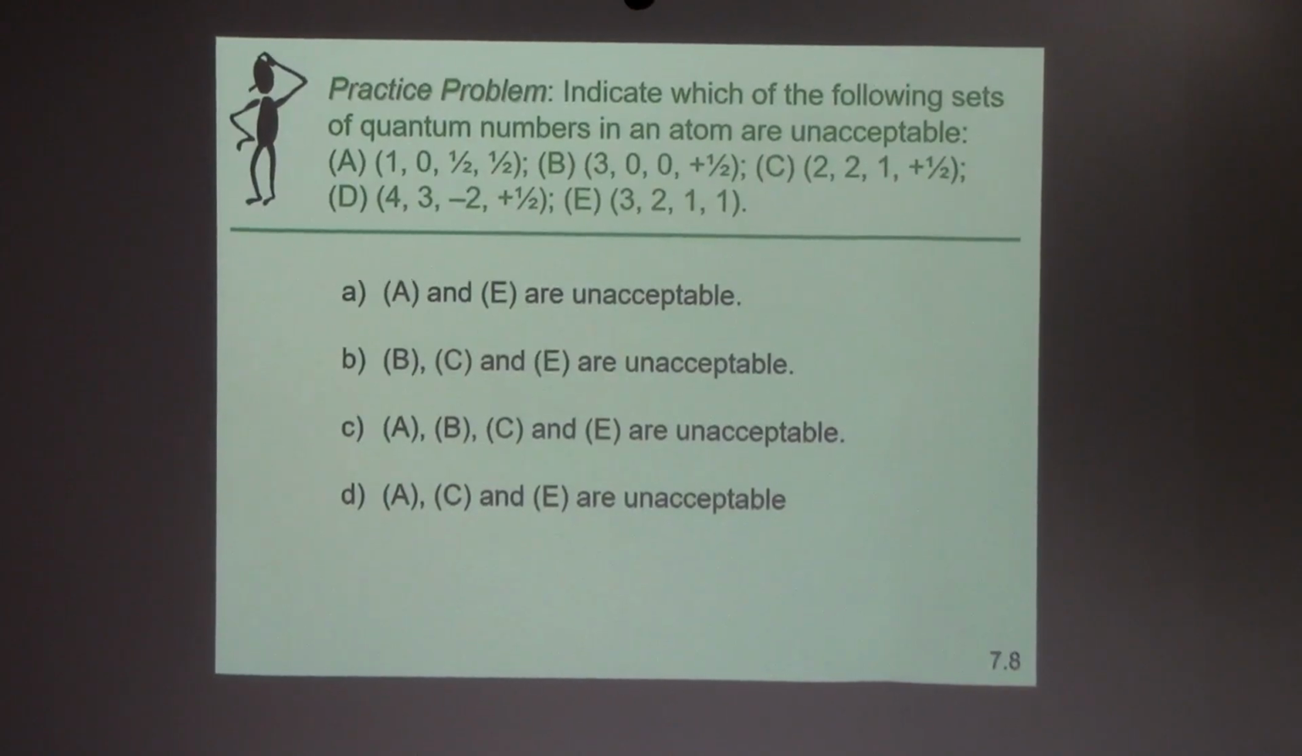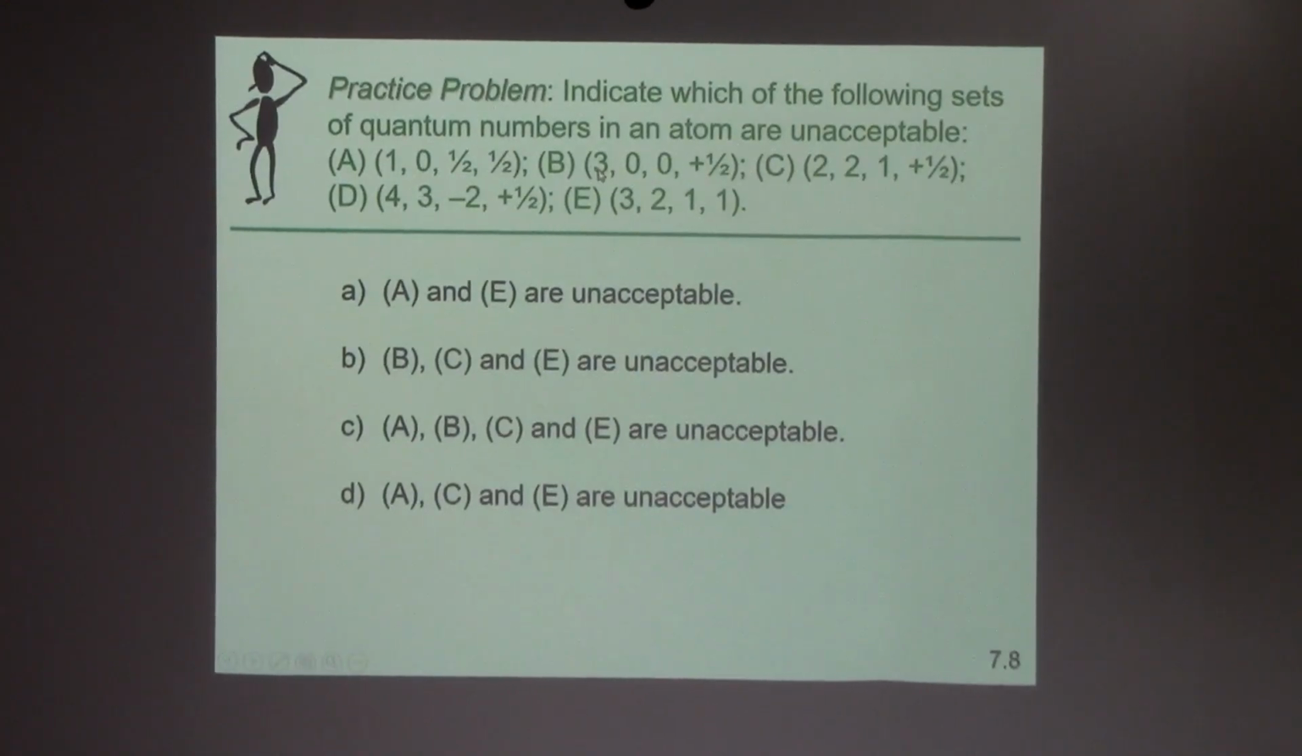A has 1, 0, 1/2, 1/2. So the value of n equals 1, the value of L is 0, and then the value of ML is 1/2. We have never seen a value of ML being equal to 1/2, so there is a problem with A. Now let's take a look at B.